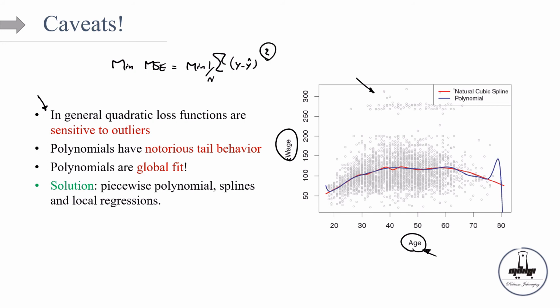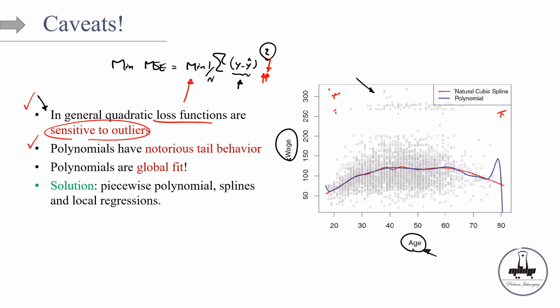Now, if you have outliers, then these errors are going to be large, and we're going to make that effect even worse by squaring it. So in general, quadratic loss functions, which we have in the polynomial model, are sensitive to outliers. This is something that we should be careful about. So if I have outliers here and there, then we know that the loss function is going to be sensitive to those outliers. So that's number one.